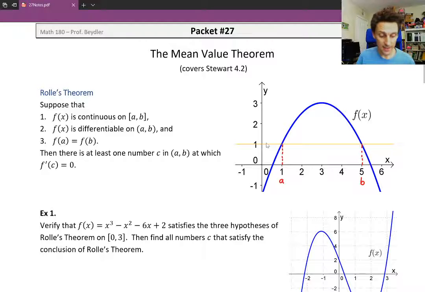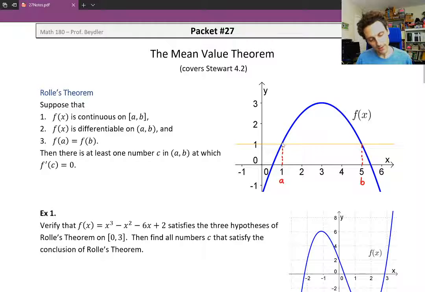If that's the case, and if your function is continuous on that closed interval from a to b, so from 1 to 5, and differentiable on the open interval from a to b, from 1 to 5, then there has to be at least some number c in between a and b, so some number inside of your interval, at which the derivative of your function is equal to 0. In other words, where you have a horizontal tangent line.